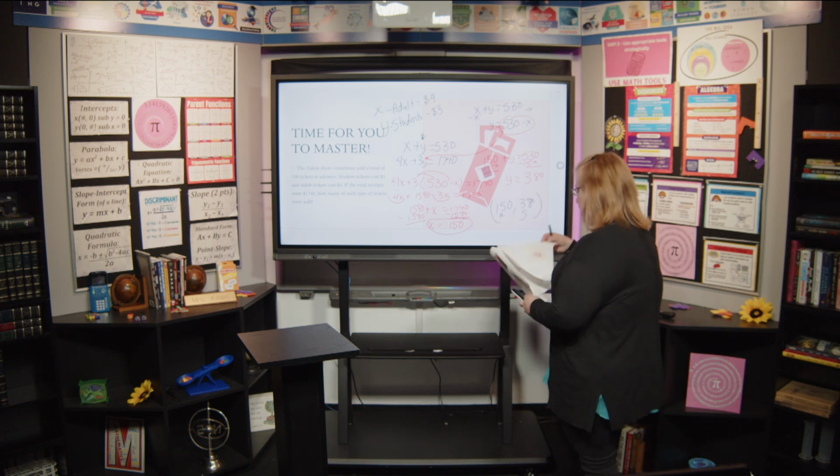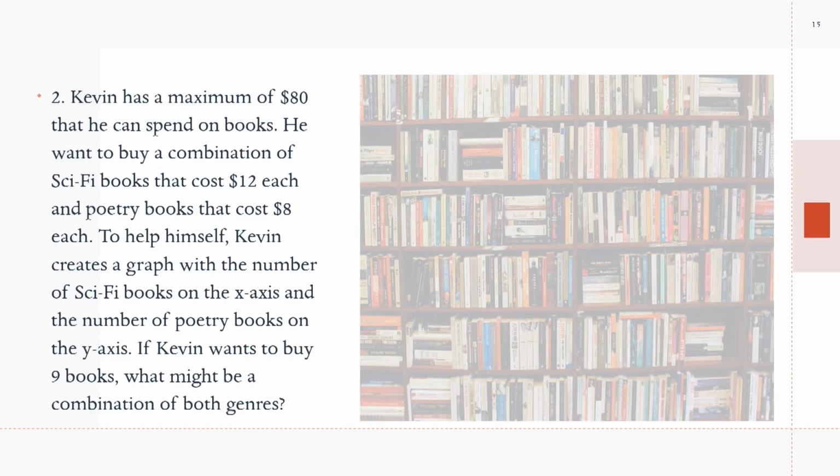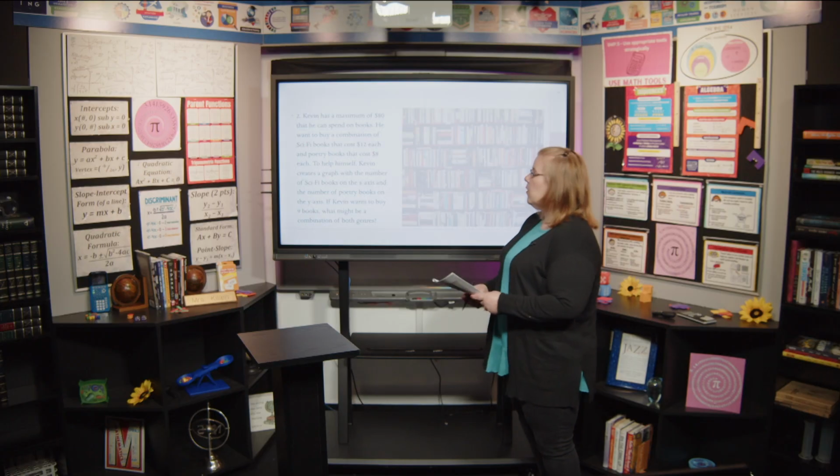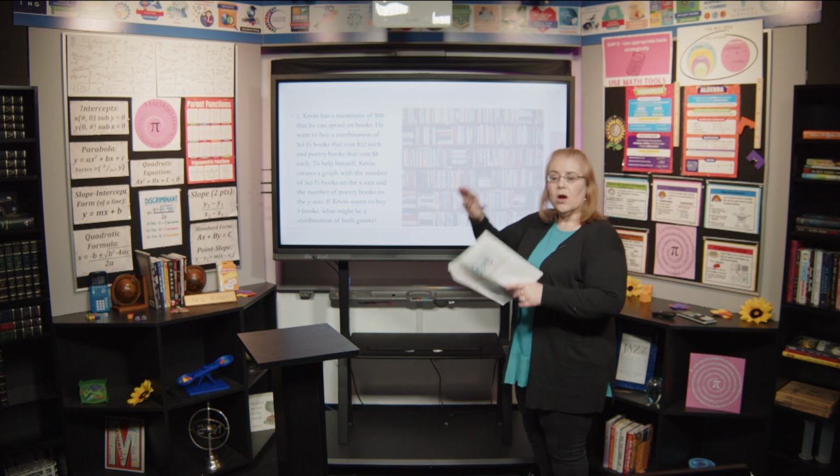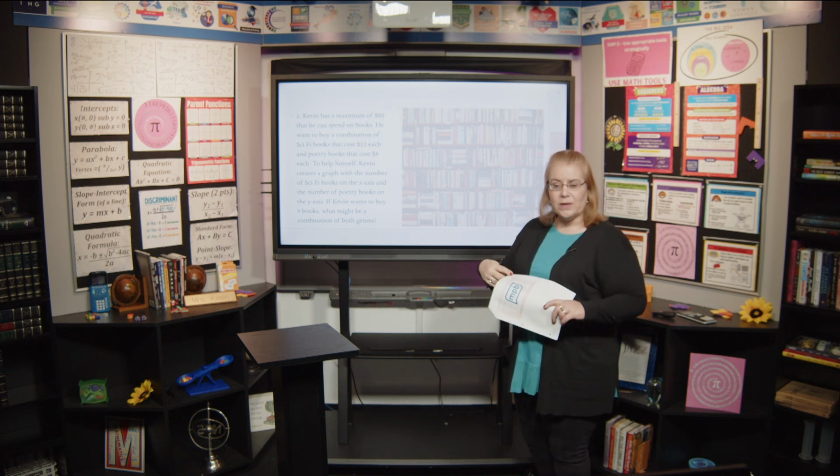Okay, let's look at one more. Kevin has a maximum of $80 that he can spend on books. He wants to buy a combination of sci-fi books that cost $12 each and poetry books that cost $8 each. To help Kevin, let's help him create a graph with a number of sci-fi books on the x-axis and a number of poetry books on the y-axis. If Kevin wants to buy 9 books, what might the combination of both genres be? All right, so go ahead and pause it, work it, graph it, and let's see what we got, and then come back to me.